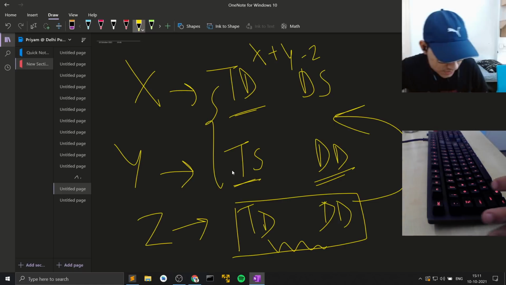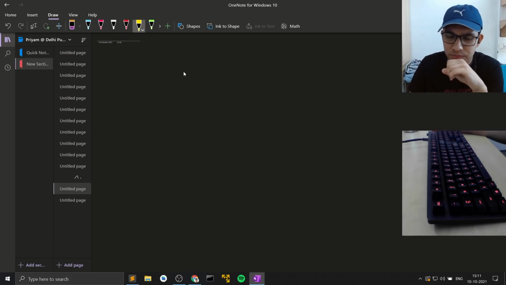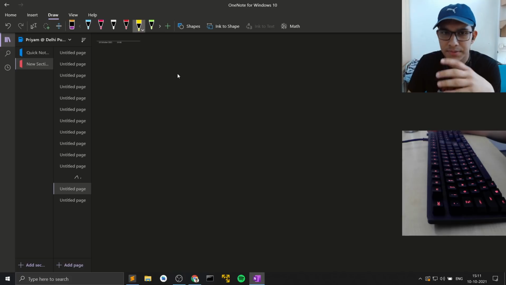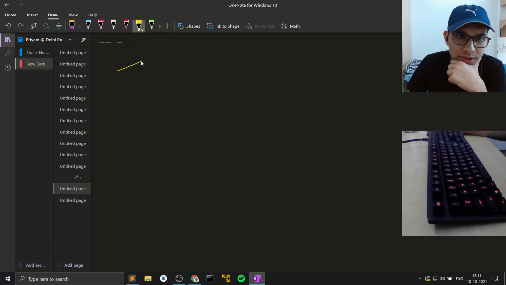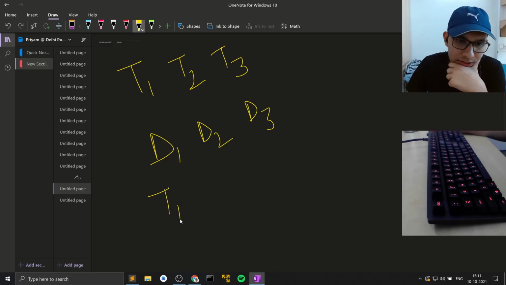Okay, let us look at some of the cases. The very first condition is that all these problems are distinct. Like you cannot have the difficulties same and the topics as well same. So if we have T1, T2, and T3, and we have D1, D2, and D3, we can never have this condition T1 equals T2 and D1 equals D2. This is never possible.